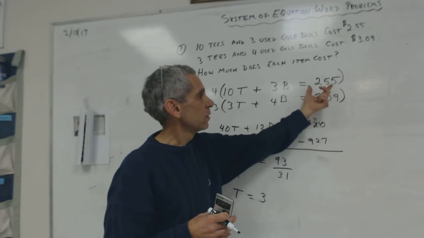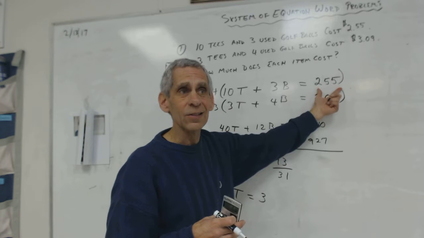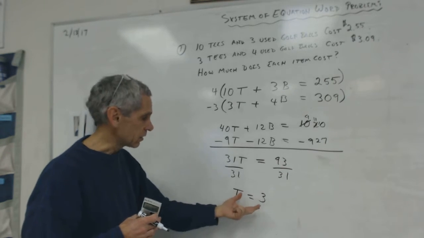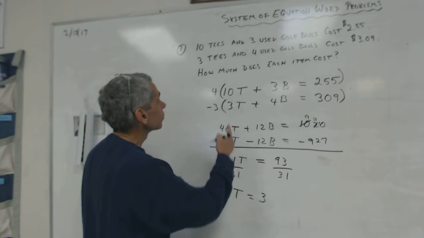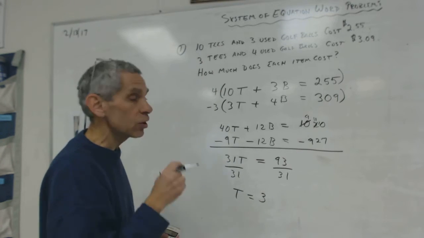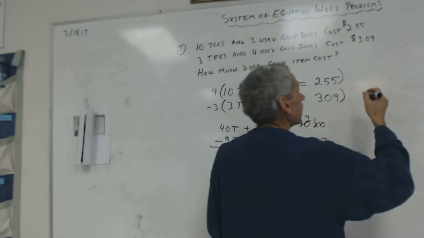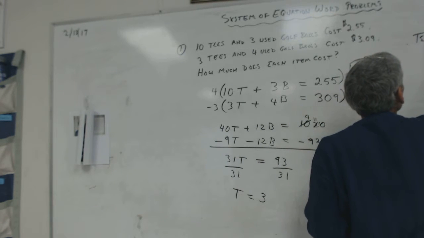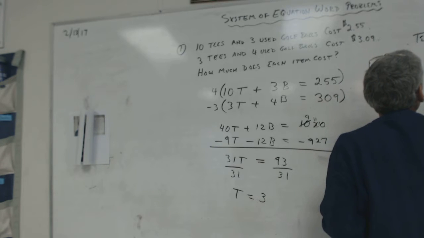So my 10 T's is 30 cents. My choice was to turn this into just cents so that I don't have to deal with decimals. Does that make sense? Yes. Then I just have whole numbers. So T equals 3. So I know that a T costs 3 cents. Now we have to find the golf balls.